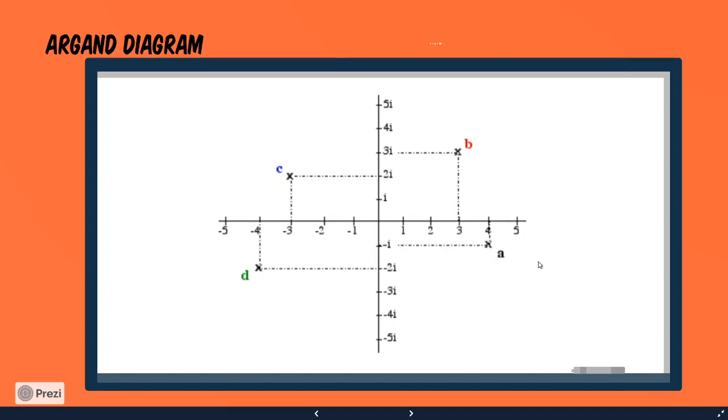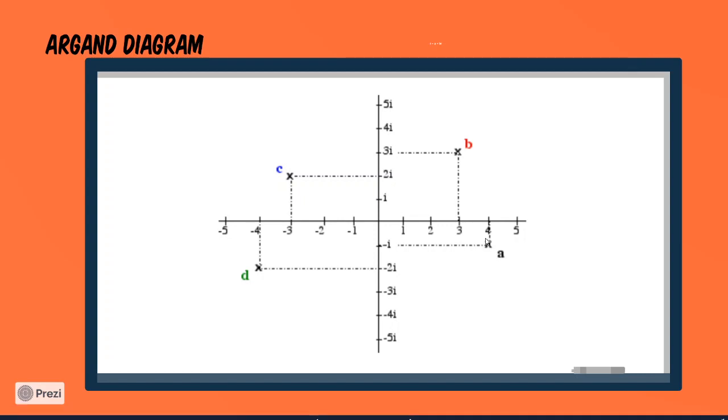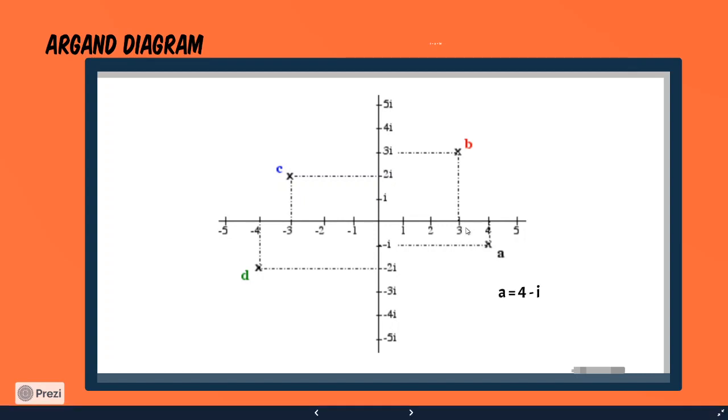So for any number, say 4 minus i, what is A? A has a real part of 4 plus an imaginary part of minus 1. So this point is 4 plus minus i, that is 4 minus i. Then what about B? B's real number is 3, and the imaginary part is 3i, so it is 3 plus 3i.